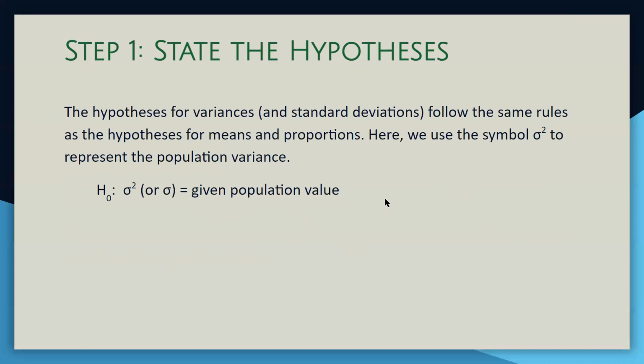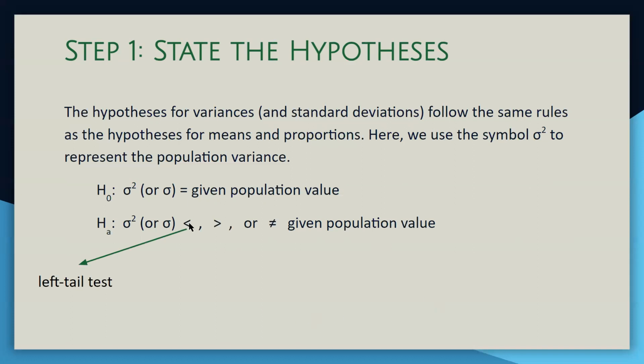So your null hypothesis is going to be that statement of equality. So you're going to have your variance or standard deviation equal to the given population value. And then your alternative will be a statement of inequality. So less than, greater than, or not equal to. If you have a less than, it's a left tail test. Greater than is a right tail test. And not equal to is a two tail test, exactly like we saw for tests about a mean or a proportion.